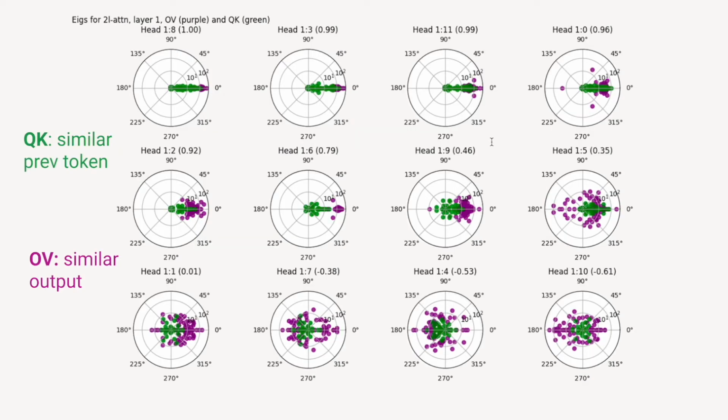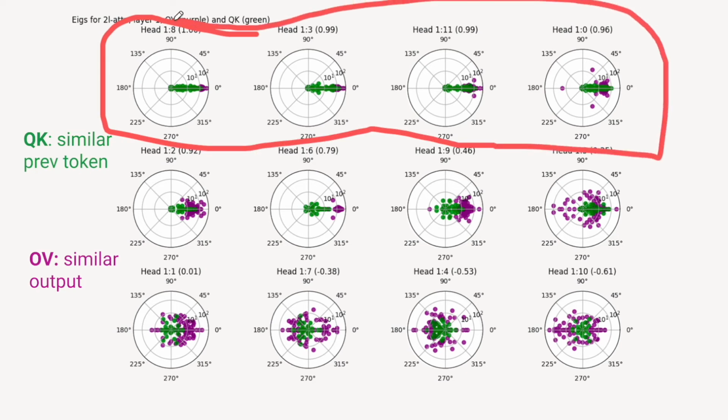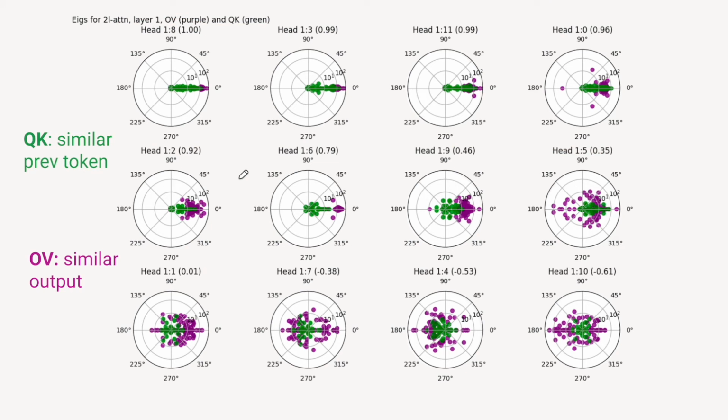So I'm showing you here some example attention heads. These are from the 2-layer attention models, and I'm showing these eigenvalues. In green, as I said, the positive QK eigenvalues are responsible for that specificity to repeated sequences where the previous token was similar. And then the OV eigenvalues are giving it the copying-like behavior where it outputs something similar to the token that it's attending to. And the one thing to notice is that there are several very highly induction-like heads in the 2-layer attention model. This is, of course, its second layer.